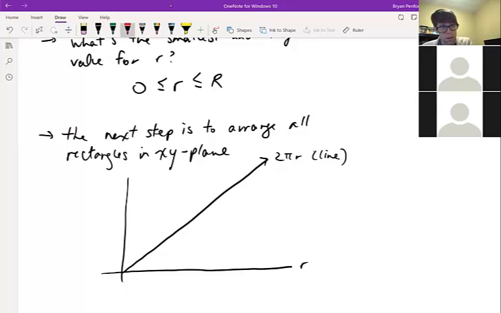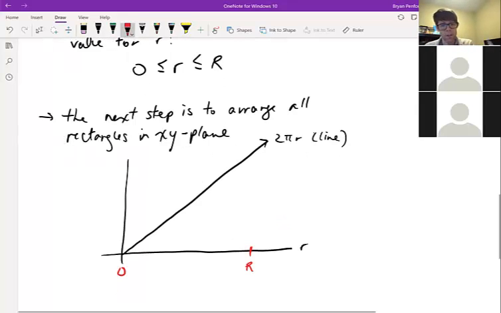Anyway, our smallest value for little r is going to be 0, and our largest value for little r we'll put as capital R. And then we know that all of these rectangles that we're trying to find the area for are going to land somewhere in between 0 and capital R. So I'm going to start drawing some examples of these rectangles. Actually, maybe I'll do it in black.